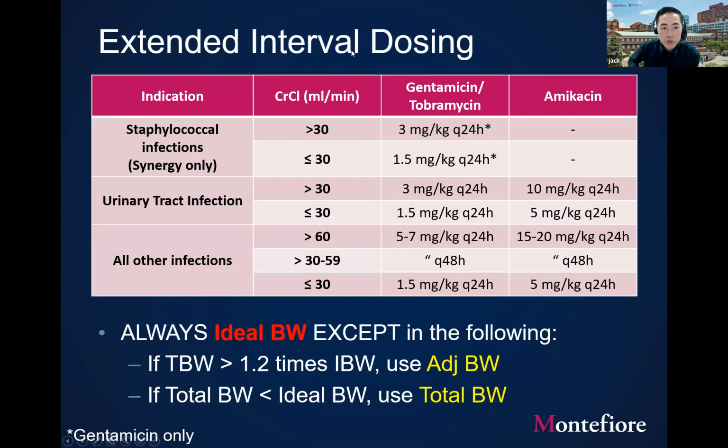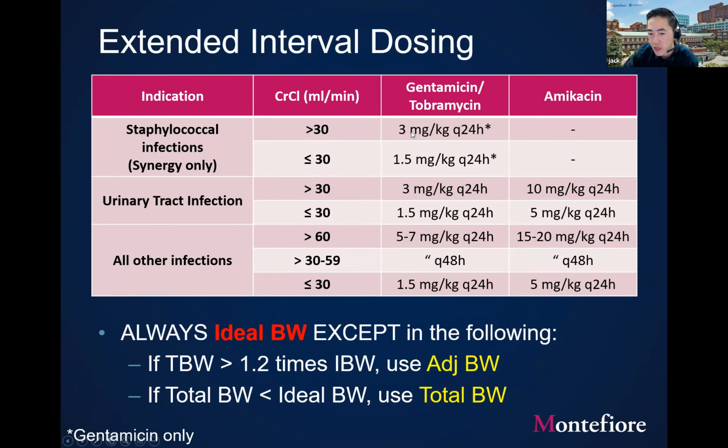So this is how we dose patients using extended interval. There's sort of three categories: for synergy, for UTIs, and then for all other infections like gram-negative sepsis. It's broken down into different creatinine clearance cutoffs. You'll find all of this on Stanford, by the way, but you can always take a photo or a screenshot if you want. Typically for Gen and Tobra, we give them three.